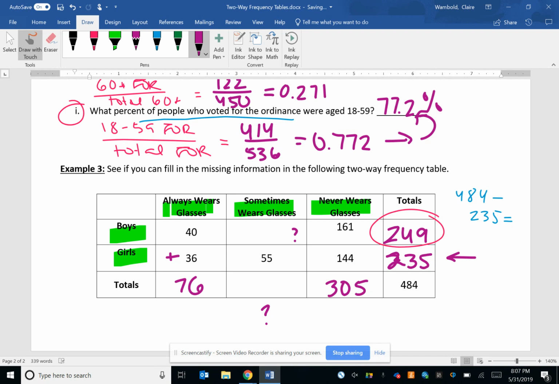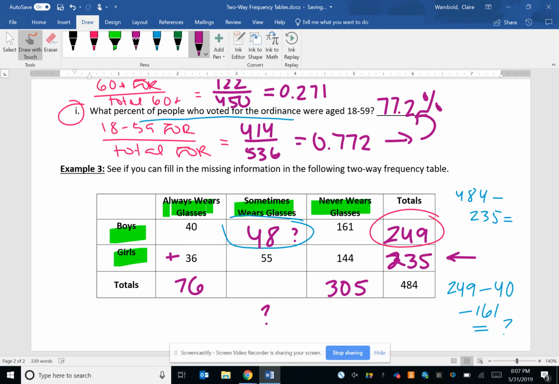Now I still have a couple missing values here. So I'm going to focus on filling in the number of boys who sometimes wear glasses. I now know that there's 249 boys total, and 40 of them always wear glasses. 161 of them never wear glasses. So if I take 249, subtract 40, and subtract 161, the number I get should be my missing number of boys who sometimes wear glasses. That number looks like it is 48.